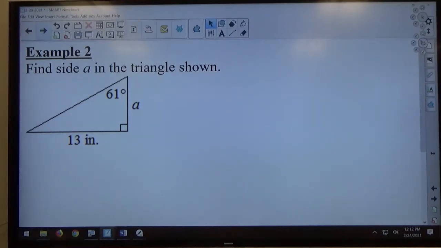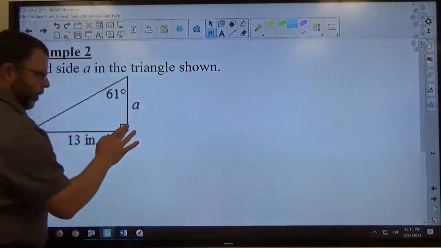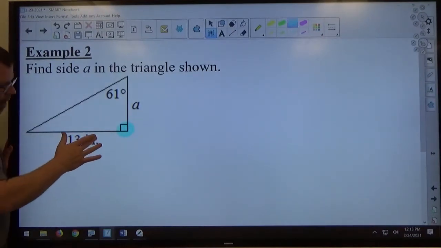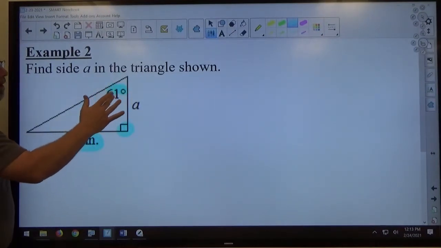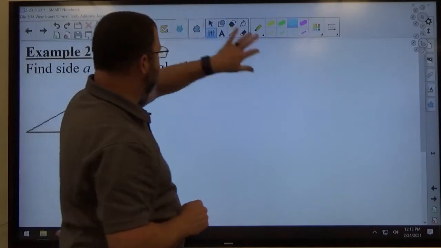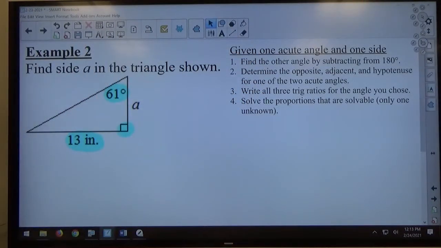All right, so moving on to example 2, it says find side A in the triangle shown. So once again, looking at what we know, establishes what we're going to use. It is a right triangle, so we can use one of these techniques we see. I know a side measure, I know an angle measure. So that means I'm able to determine it with the black steps here.